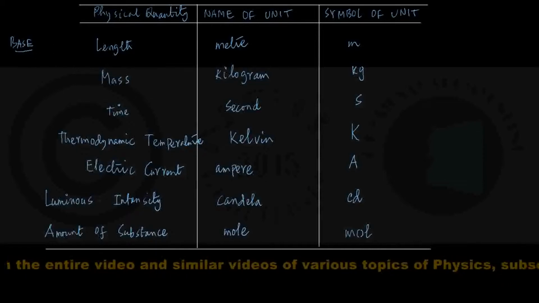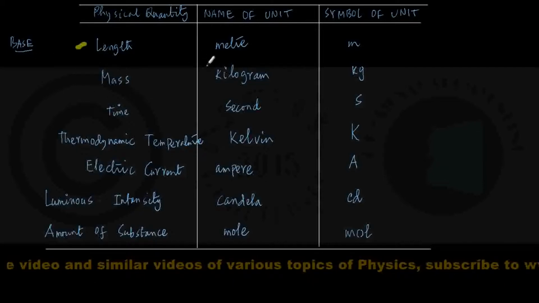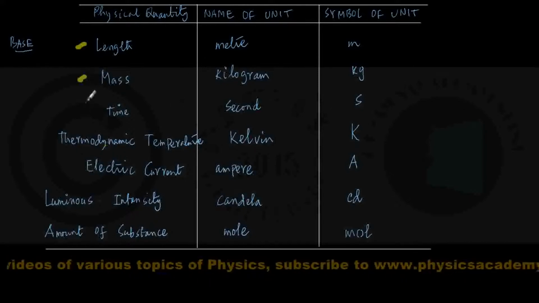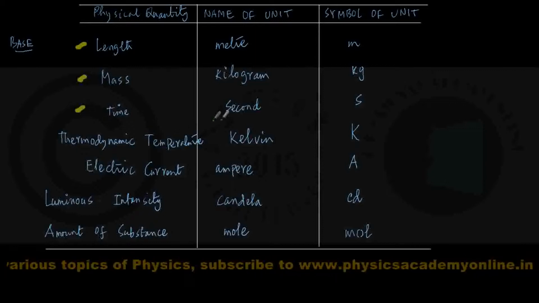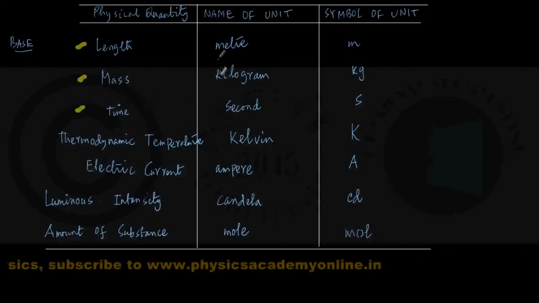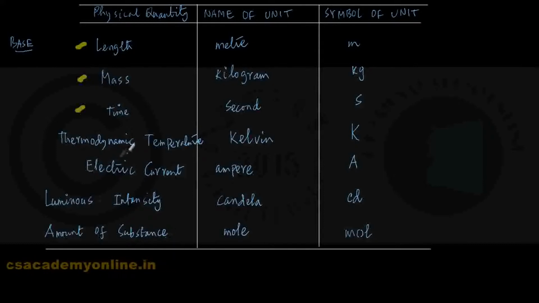These base quantities are length, corresponding unit is meter, then mass, kilogram was the unit, then time, unit is second. These three we have already heard about. Length, mass and time, the units have been used to name the previous systems like CGS, FPS, MKS and so on. We have four more base quantities.